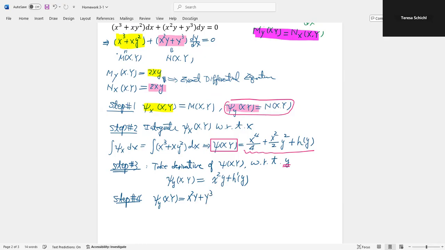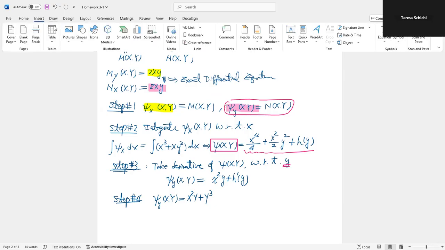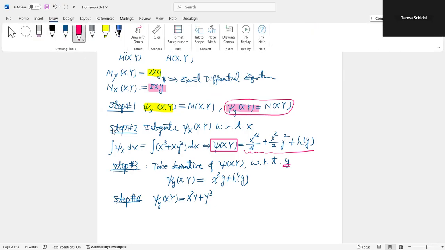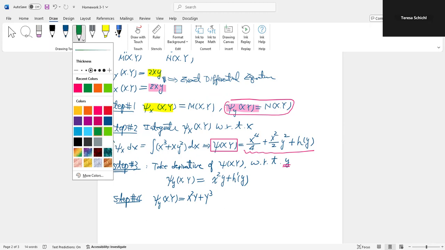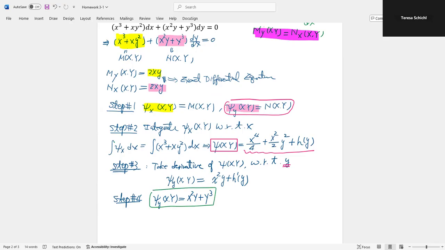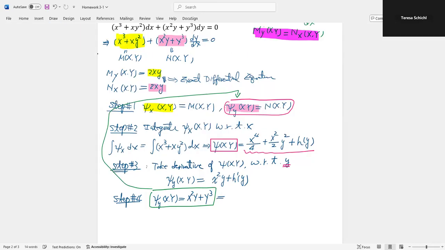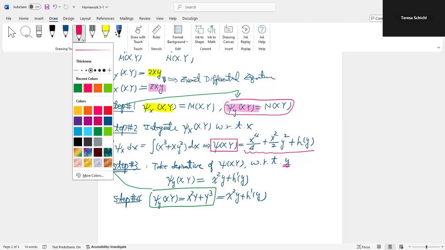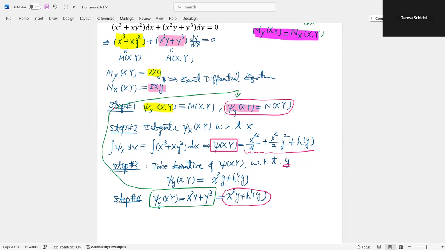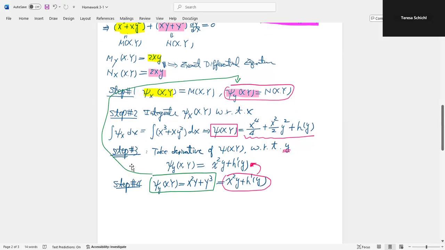All right, be very careful here. I think this is maybe the most confusing part. This function, Φ_y, is equal to x squared y plus y cubed. This is from my definition from step number 1. And also, we just found that Φ_y is equal to x squared y plus h prime of y. This term is from the one we just derived. Okay, so now that's good, right?